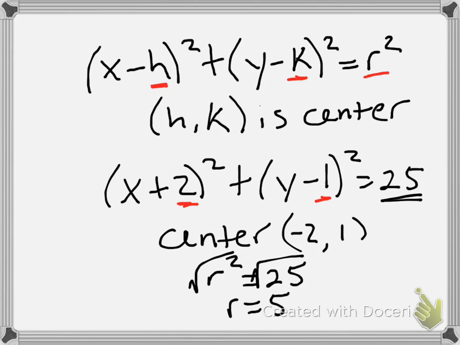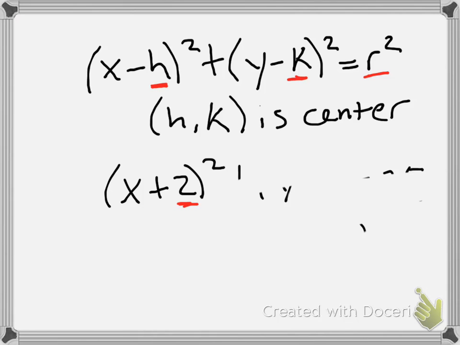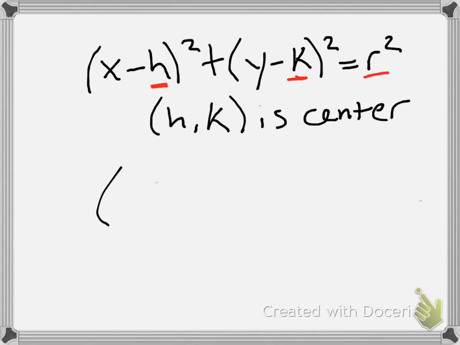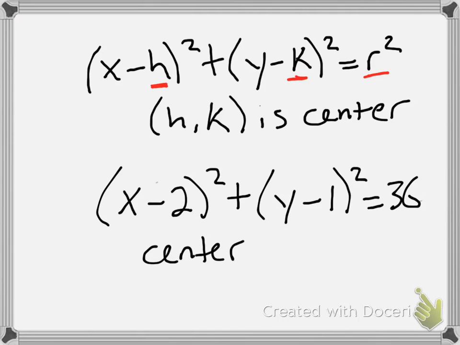So let's write a new one. Let's say I had x minus 2 squared plus y minus 1 squared equals, let's say, 36. Again, you should be able to identify that your center is at 2, 1, and then remember our radius is the square root of that number, so the square root of 36 is 6. So that's our radius.